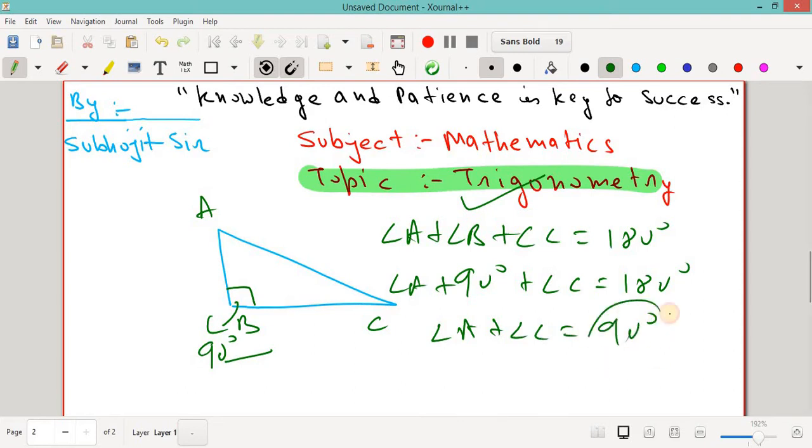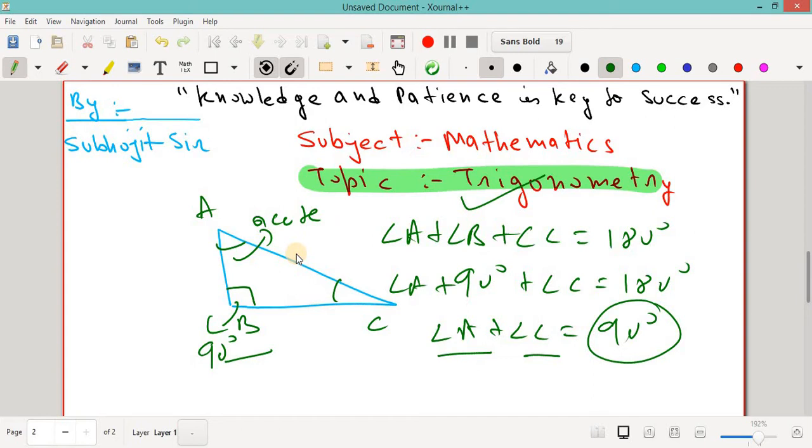90 degrees. Now we can say that angle A and angle C will be acute in nature, that is less than 90 degrees, because A plus C is 90. So even if we give any value, it will be less than 90 degrees only. So we can say that angle A and angle C will be acute in nature. So this is the basic concept of trigonometry.